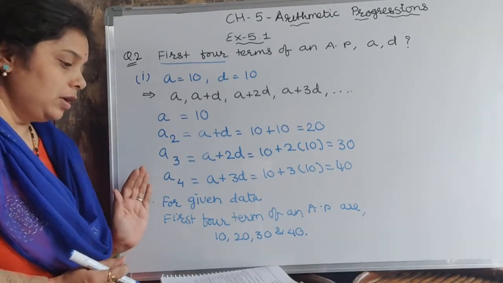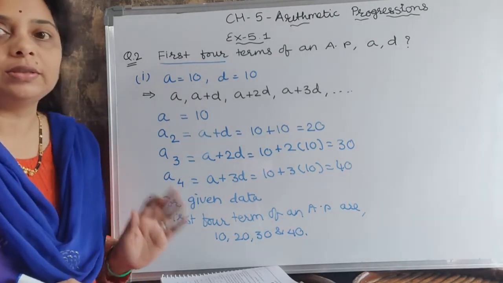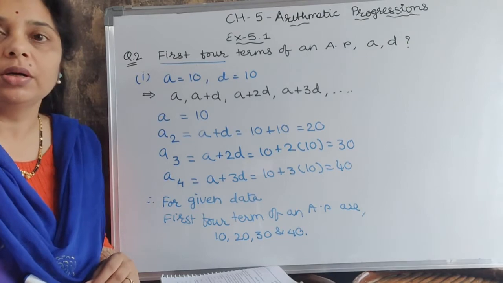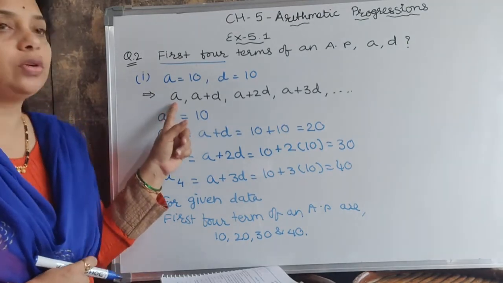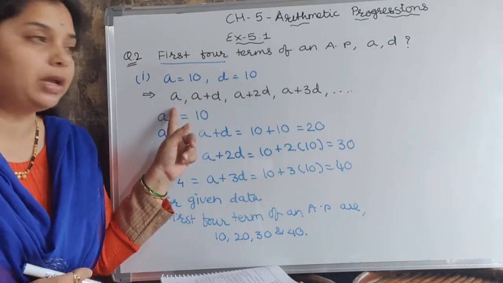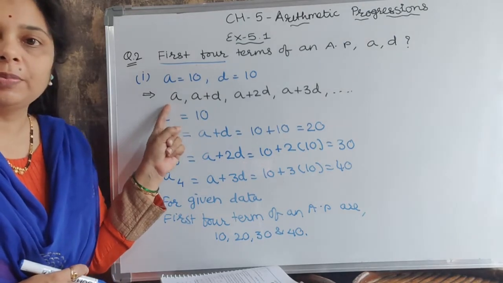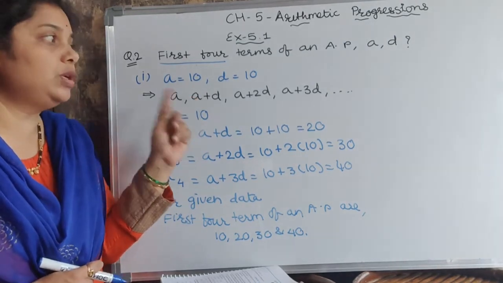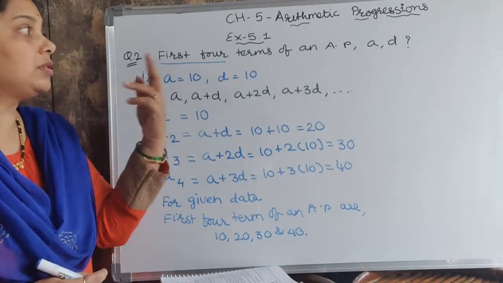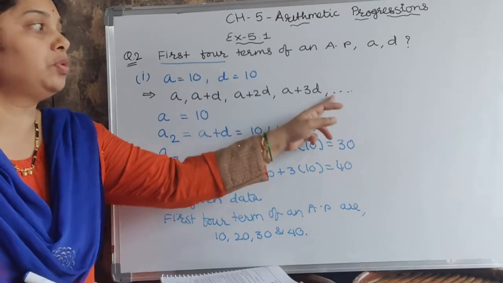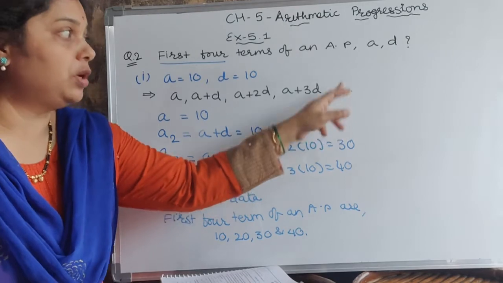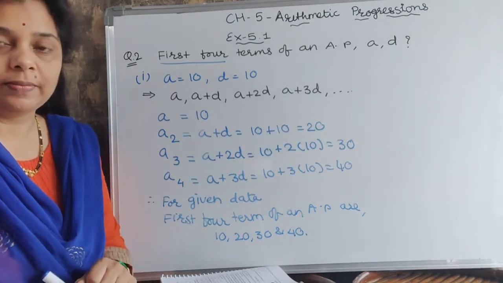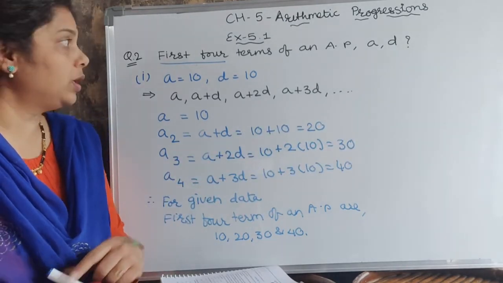This way, we have to solve all the sums given in question number 2. You have to just concentrate on the general form of an AP. Again, I repeat, the general form of an AP is A, A plus D, A plus 2D, A plus 3D. If they ask about the 5th or 6th term, then you have to continue with A plus 4D, A plus 5D, like this. Is it clear? Let's go to the next sum.